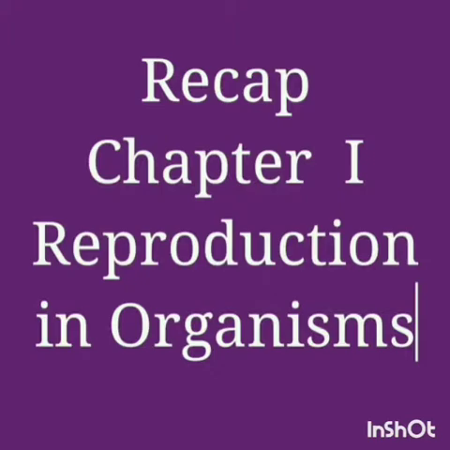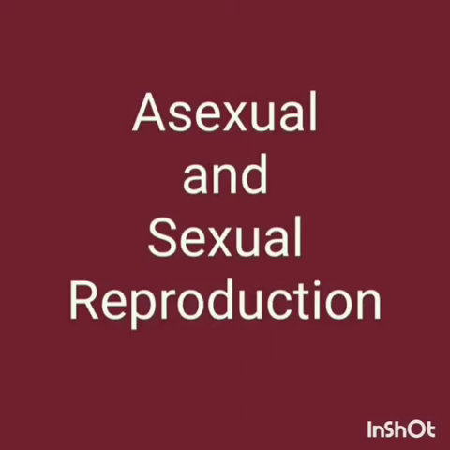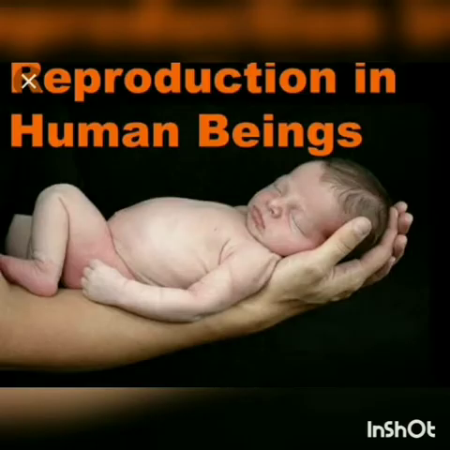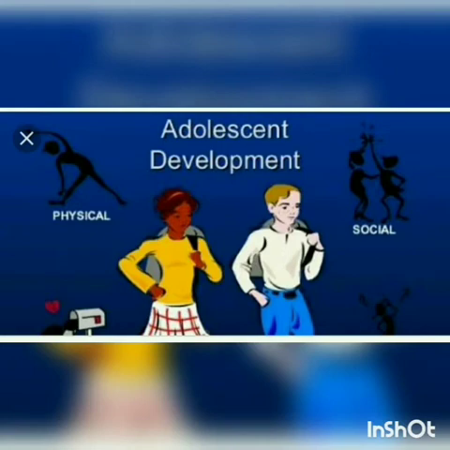In the previous class, we discussed reproduction in organisms, in which we completed sexual and asexual reproduction. Today, we start with the second chapter, human reproduction. Human reproduction gives you an awareness towards healthy reproductive life in adolescence.